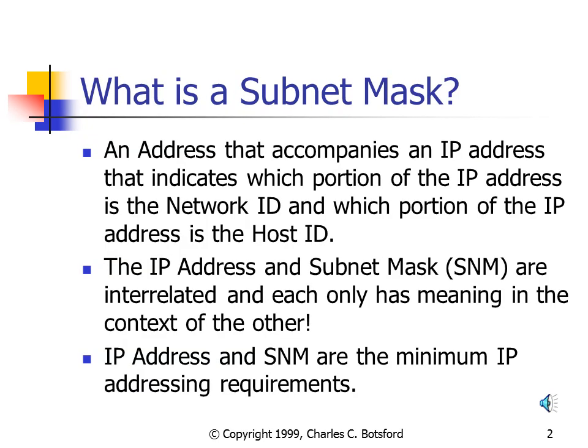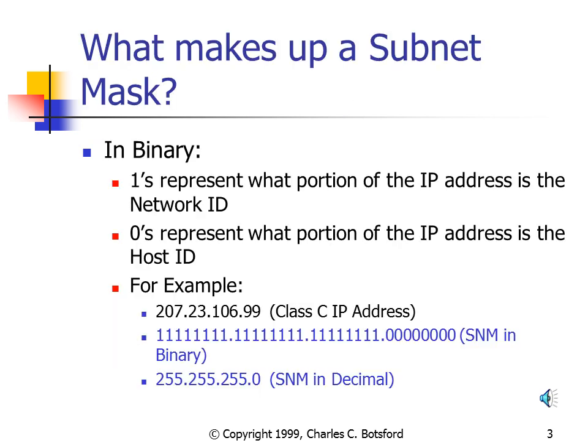Let's quickly review what a subnet mask is. Now remember, a subnet mask is an address that accompanies an IP address and indicates which portion of the IP address is the network ID and which portion is the host ID. Now the IP address and subnet mask are interrelated, and each only has meaning in the context of the other, and the IP address and the subnet mask are the minimum address requirements for any TCP/IP device.